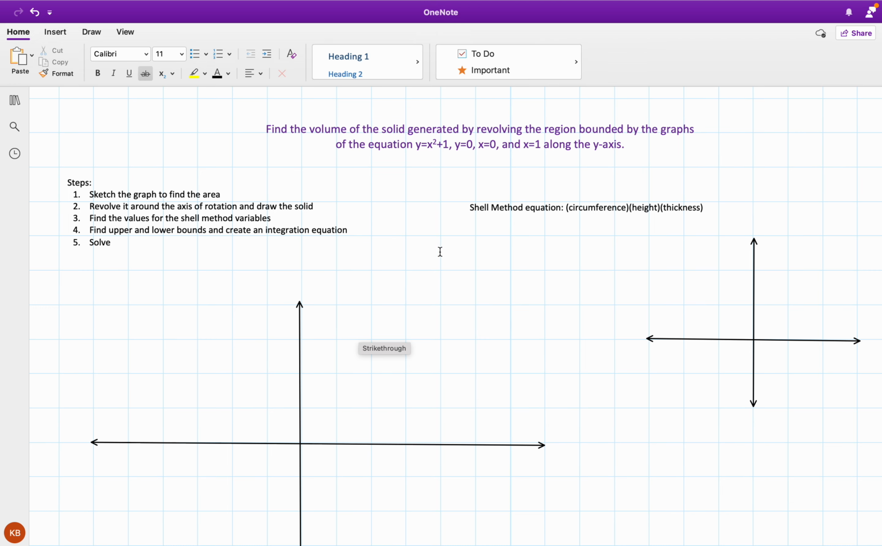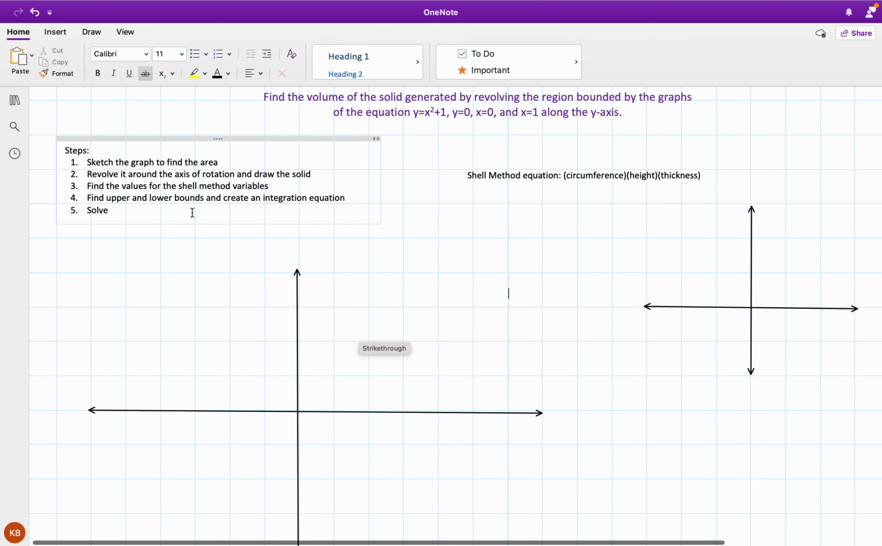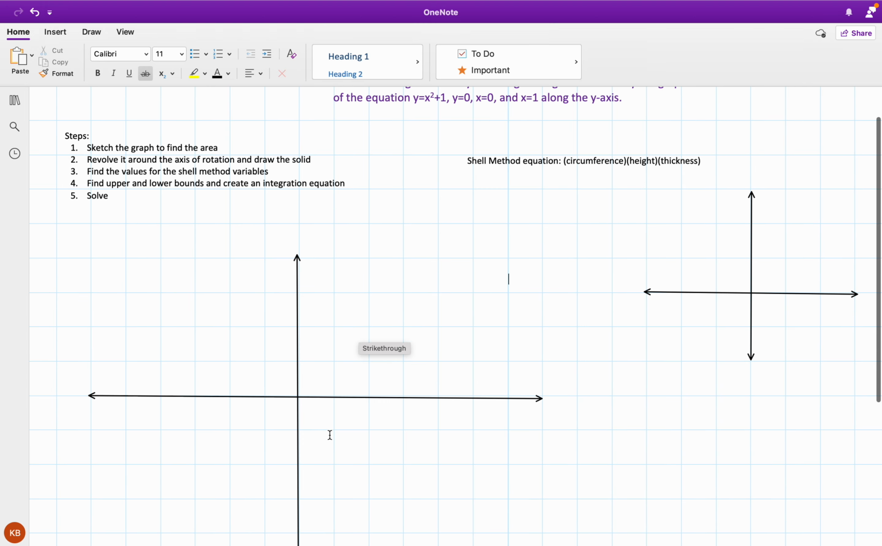So we are using the shell method for this equation, and you would figure out which method works best for you by doing the first two steps written here of sketching the area and then sketching the solid. And then after we sketch the solid, we're going to find the values of the variables. In this case, we're using the shell method, and then we find the upper and lower bounds, and we set up the equation, and then we just solve.